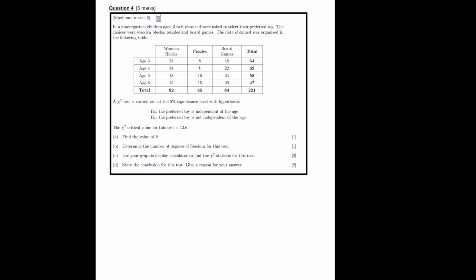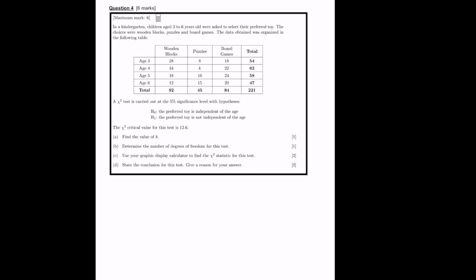So this is a chi-squared test, and it's a two-way table, or a test of independence. We can see that because the hypotheses say independent and not independent, and therefore it's a test of dependence. It's also a two-way table that we have here.